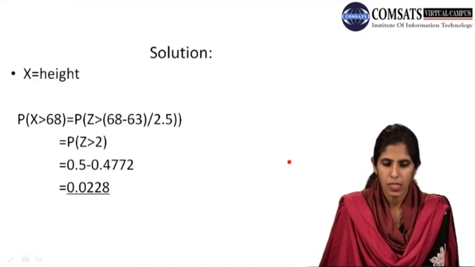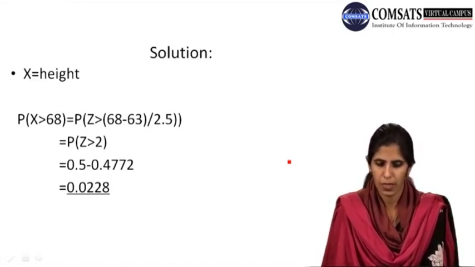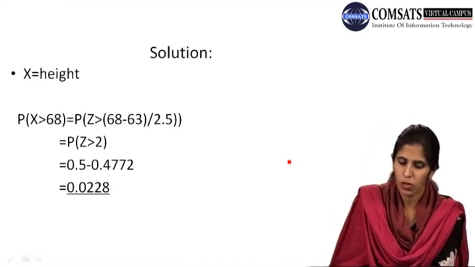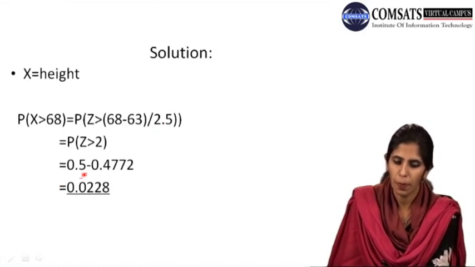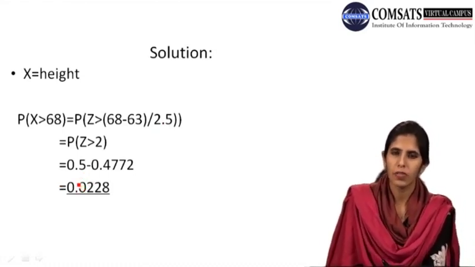The value is 0.4772. We will deduct 0.4772 from 0.5. Now why have we made the deduction? Because we want to know the probability, the percentage of people who are above 68.